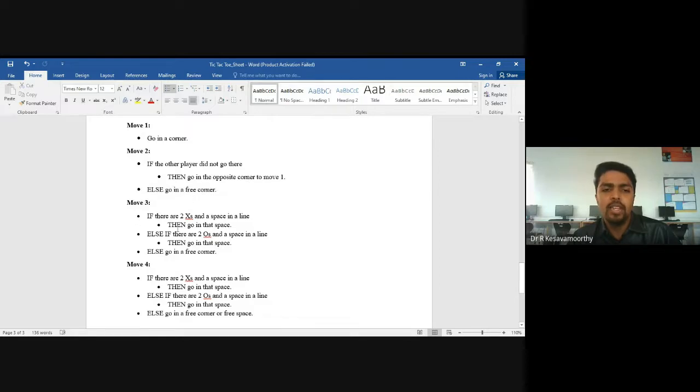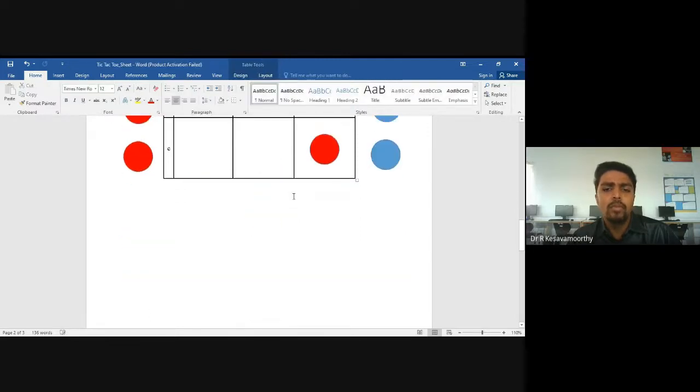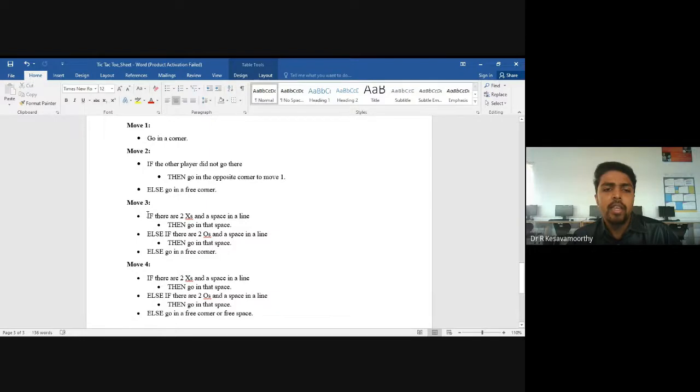And the move 3, which means I have to make the second move for player 2 also. Now for move 3, you can see here, if there are 2 X's, which means in noughts and crosses we represent as X and O, right? So accordingly it has been written: if there are 2 X's and a space, then go into that space, which means we have to make a move in such a way that you win by placing 3 consecutive coins. Else go in a free corner.